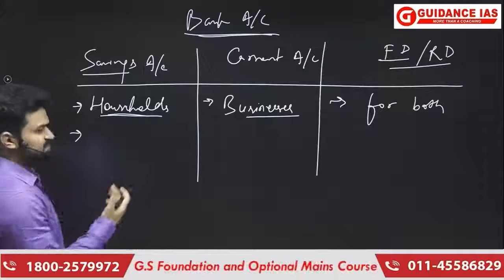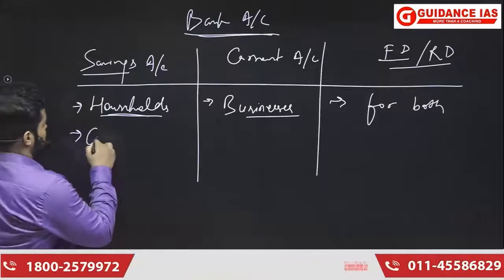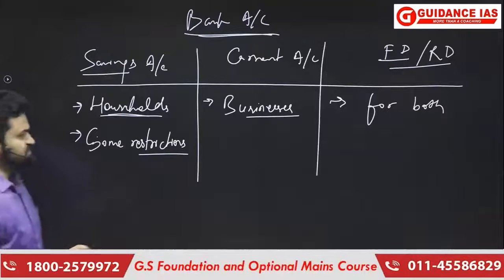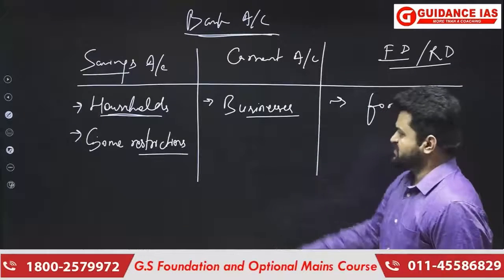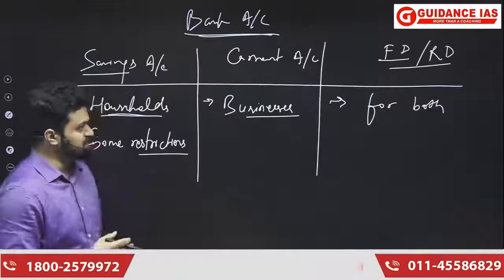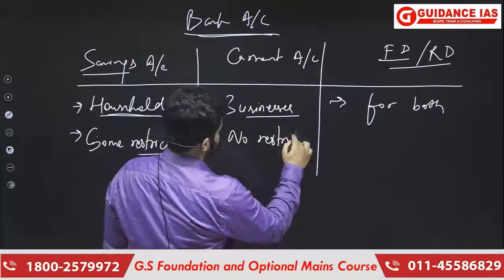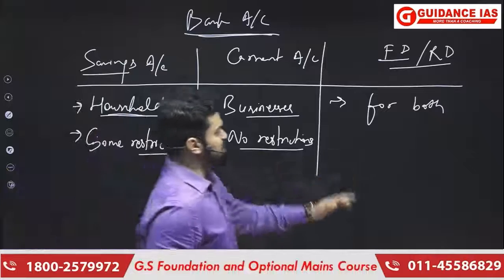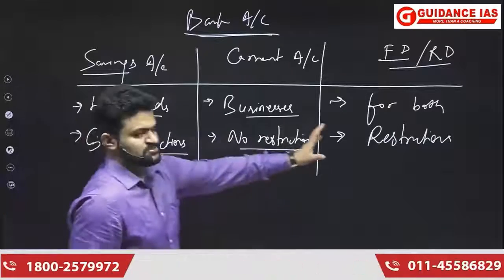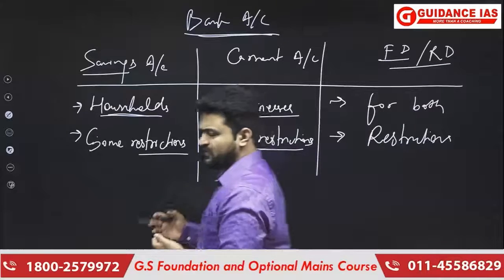What about the restrictions in a savings account? Are there any restrictions with regard to transactions, especially withdrawal? There are some restrictions, or relatively low restrictions, because the number of transactions is fixed. If you go for more than that number of transactions, then you have to pay a certain amount to the bank. In current account, there are no restrictions. In FD and RD, there are relatively high restrictions, because if you have deposited money in the form of a fixed deposit, you cannot withdraw it before the maturity period, and if you withdraw it, there will be a penalty.